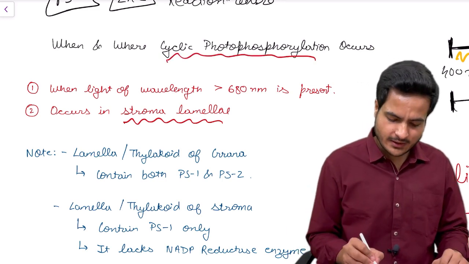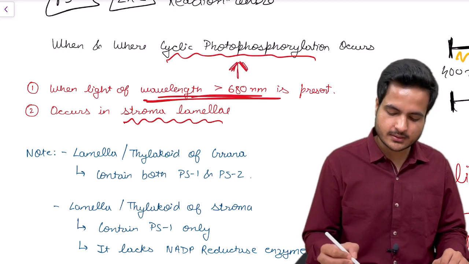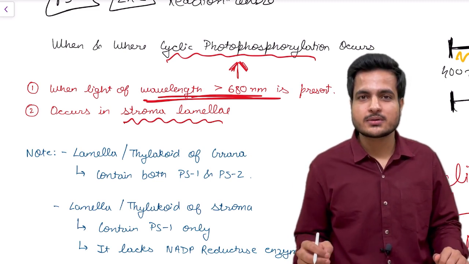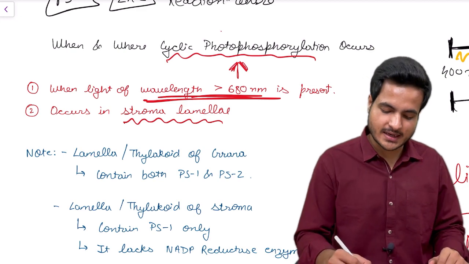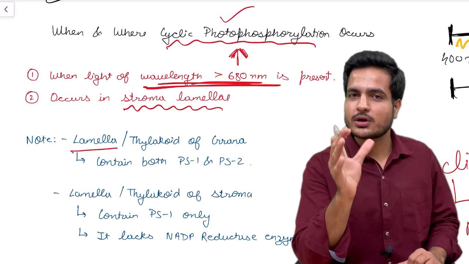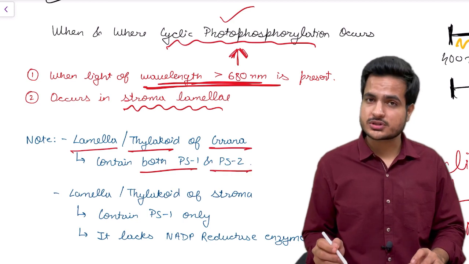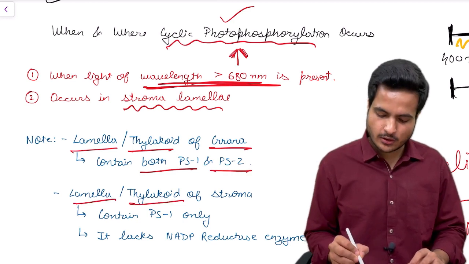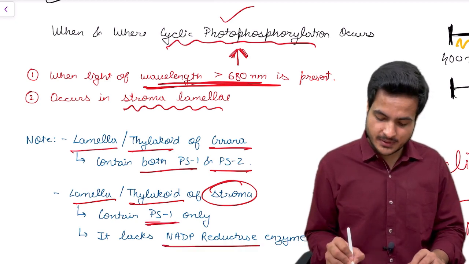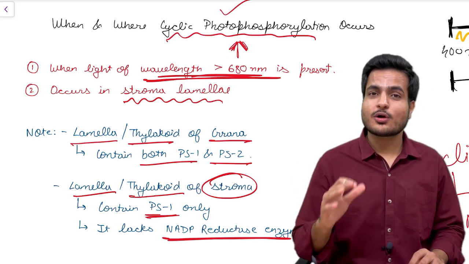And when light of wavelength beyond 680 nanometer is present, then also only cyclic photophosphorylation will occur, because photosystem 2 cannot function beyond 680 nanometer. Then only photosystem 1 will function and cyclic photophosphorylation will occur. Note that the word lamella or thylakoid is the same thing. The lamella or thylakoid of grana contains both photosystem 1 and photosystem 2. But the lamella or thylakoid of stroma, that is the stroma lamellae, contains only photosystem 1 and also lacks the NADP reductase enzyme, which was used in the last step in non-cyclic photophosphorylation.